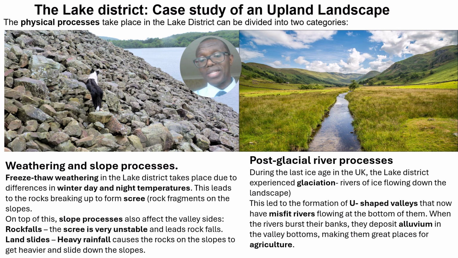At that time, the Lake District experienced glaciation, which refers to rivers of ice flowing down the landscape. This led to the formation of U-shaped valleys that now have misfit rivers. What that means is that we previously had river valleys, which are ordinarily V-shaped, but because the ice does a lot more erosion, those V-shaped valley sides were changed by the erosion caused by the glaciers into U-shaped valleys.